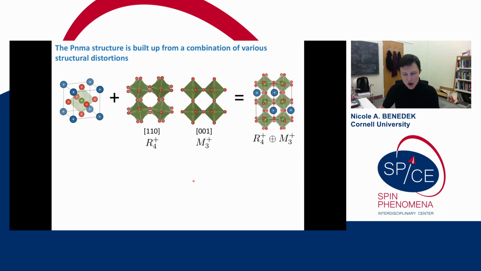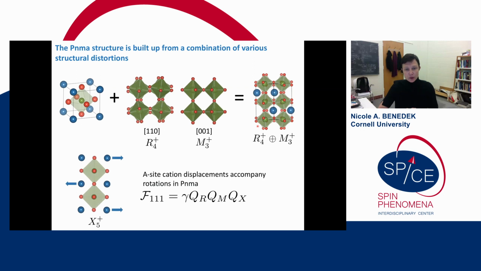Okay, so I've mentioned octahedral rotations and tilts a number of times. If we start from the cubic structure and add these two particular rotation distortions, these are rotations about different crystallographic axes. These are their irrep labels. Then we get the Pnma space group symmetry. So those two distortions by themselves establish the Pnma space group symmetry. But that doesn't mean that other kinds of structural distortions aren't present and aren't allowed by symmetry.